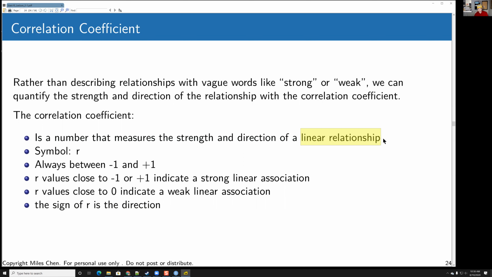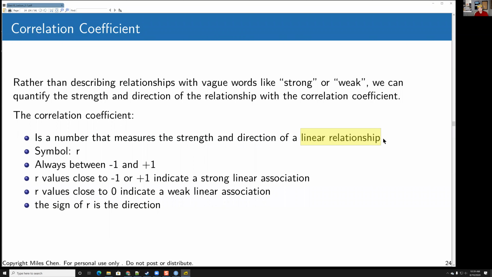Technically, you can calculate it, it's just the result of a formula, and you are able to plug in data points from nonlinear relationships. You can plug in data points from kind of any data set, and it will spit out a number. It's just that that number is not going to be meaningful. The number is only meaningful when we're talking about a linear relationship.